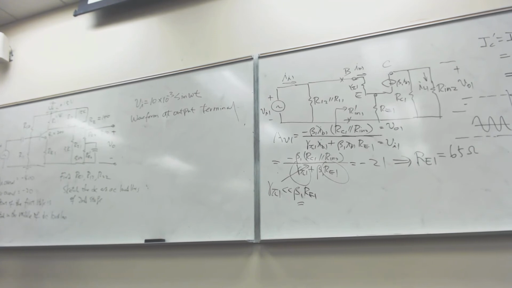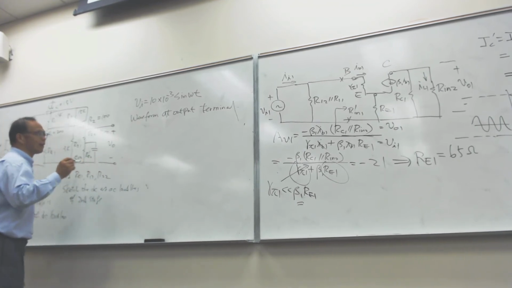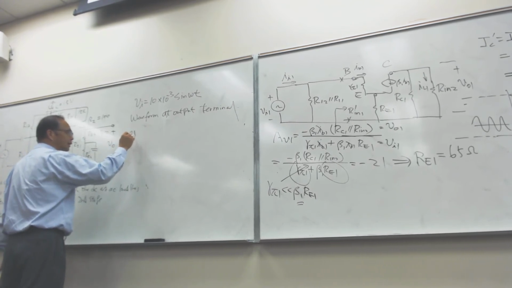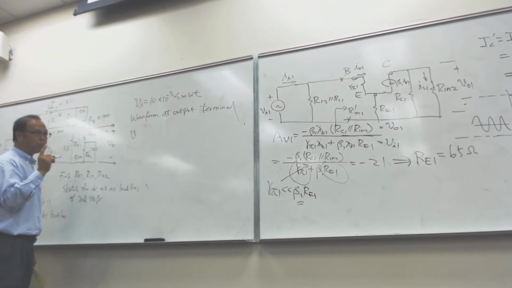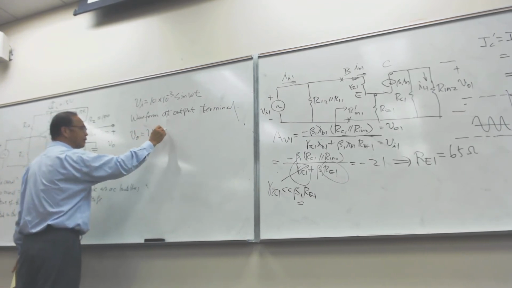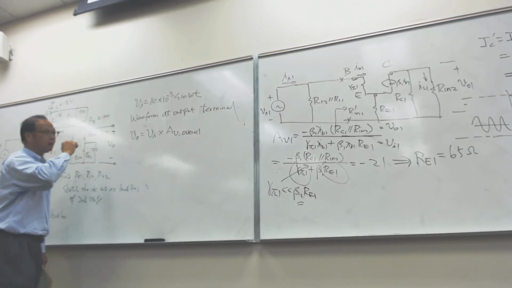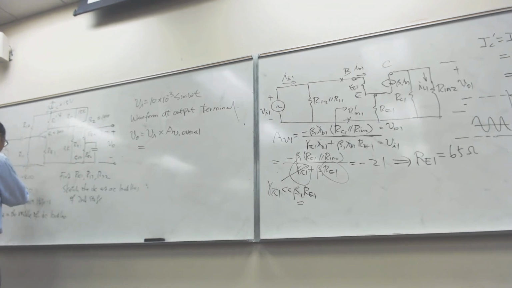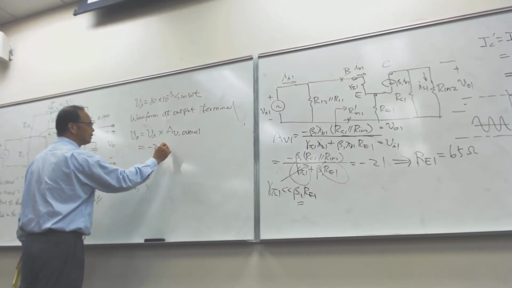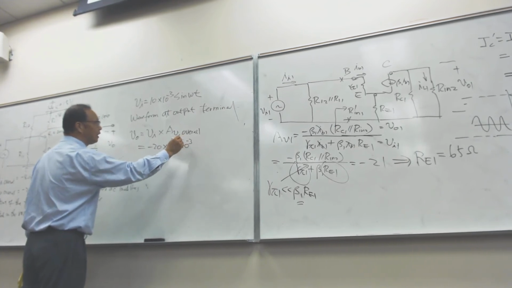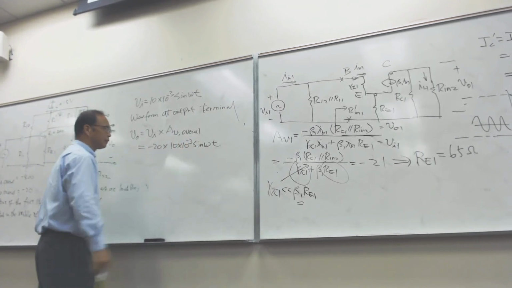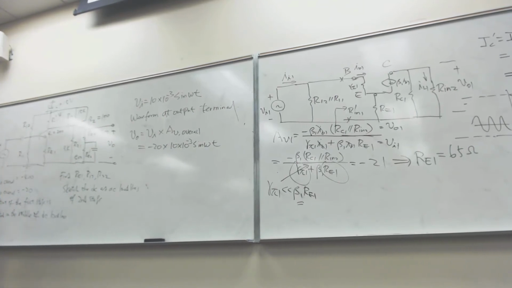Okay, so what is the waveform at the output terminal? You should know that the AC component of the output terminal is V sub I times A sub V overall. Yes? So therefore, A sub V overall is minus 20, right? So it's minus 20 times 10 times 10 to the minus 3 sine omega t. But this is only the AC component. There also is a DC component, right?